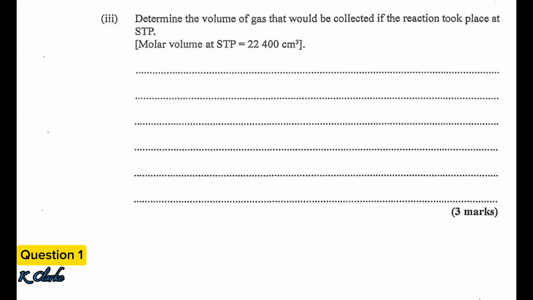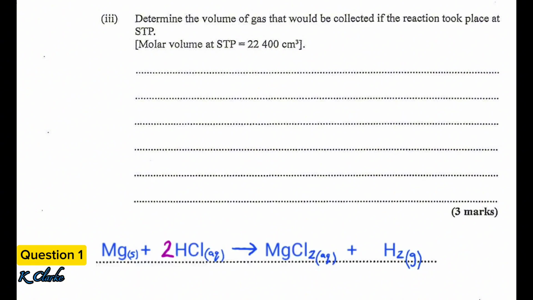Part 3. Determine the volume of gas that would be collected if the reaction took place at STP. The molar volume at STP equals 22,400 cm3. Based on the reaction, the mole ratio between magnesium and hydrogen is 1:1. Hence, the mole of hydrogen is 0.02.